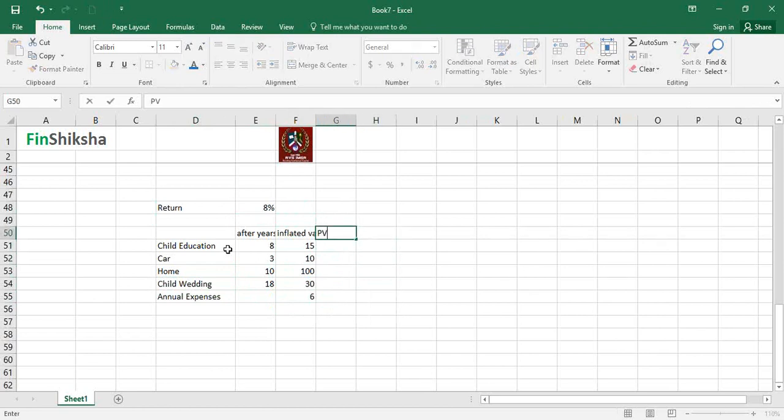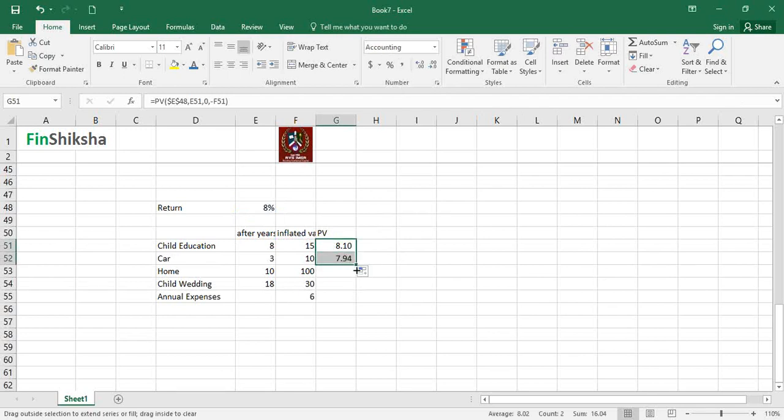If you want to calculate the present value, this is PV at the rate of 8%, that's frozen. Number of periods that you're looking at is this number. There is no PMT in this case. The future value that you need is minus of 15, right? So you need 8.1 lakhs of cover based on that today. Similarly, you need 7.94 for this. You need 46.32 for this, and you need 7.51 for this.